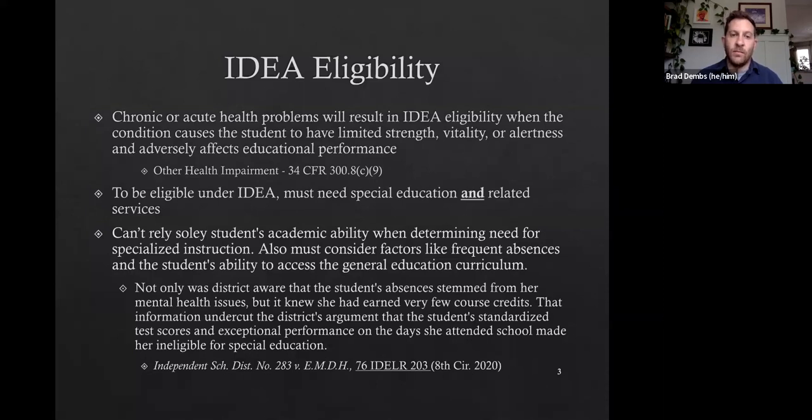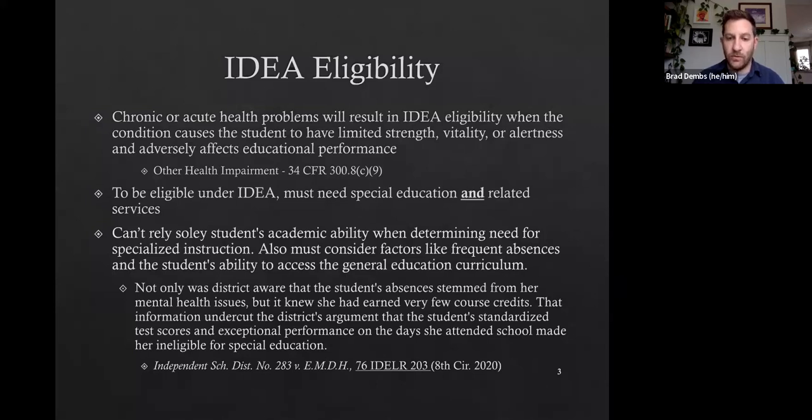Important to note that you can't rely solely on a student's academic ability when determining need for specialized instruction, and that's true across the board. You should also consider factors like whether there are frequent absences, whether the student can access the general ed curriculum, and how they need support accessing that curriculum.